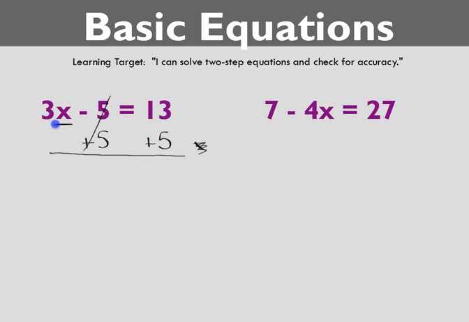Okay, so we want to write what's still there. The only things that are not there are the two 5s that got crossed off. So what's still there is 3x, still an equal sign, and now I can add 13 and 5, and that makes 18. And then we have one last step to do. x right now is being multiplied by 3. We want to undo that. To undo that, we divide by 3.